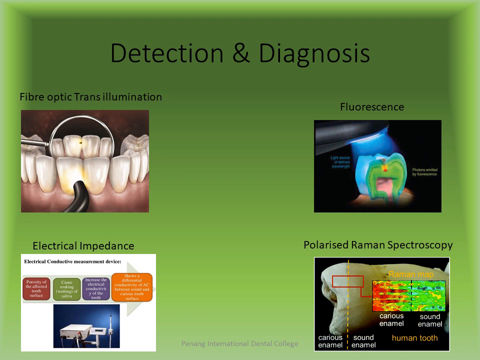Polarized Raman spectroscopy is kind of like a scan, so you can actually appreciate the images. If you look at the lowermost right photograph, you can see the difference between the sound enamel and the carious enamel. You can observe it at almost a microscopic level.